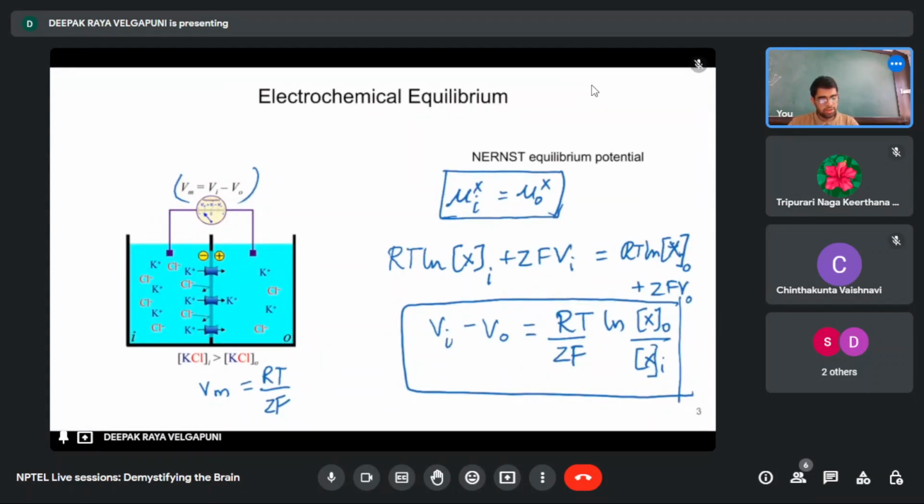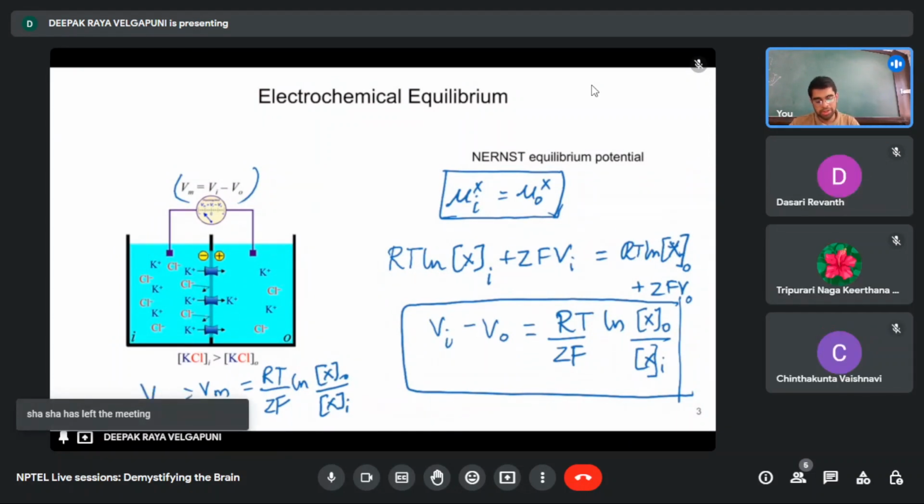And log of Xo by Xi. This gives the membrane potential for this system. This is also called the equilibrium potential. So is this clear? How we got this Nernst equation?